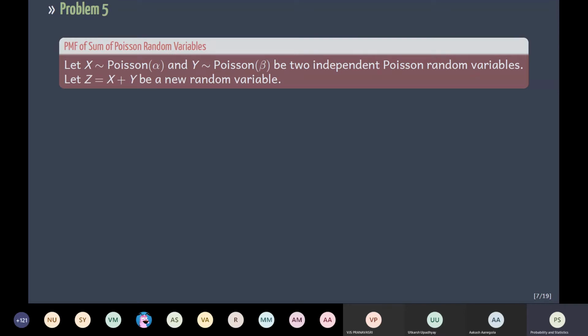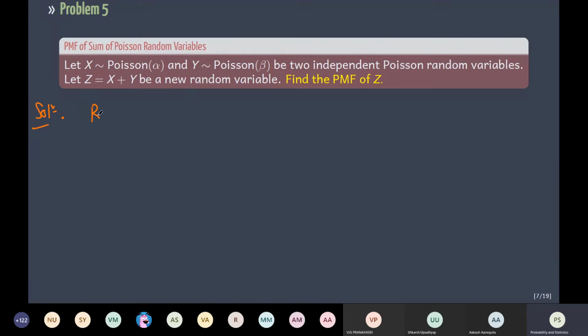Z is a new random variable. So here what we are trying to see is what will happen if I sum 2 Poisson variables, and they are independent and they have the parameters alpha and beta. Then what will be the PMF of the sum of the Poisson? Okay, so let us try to solve this.